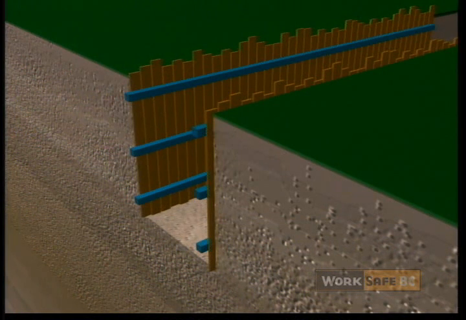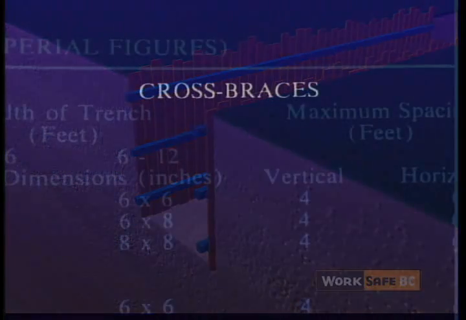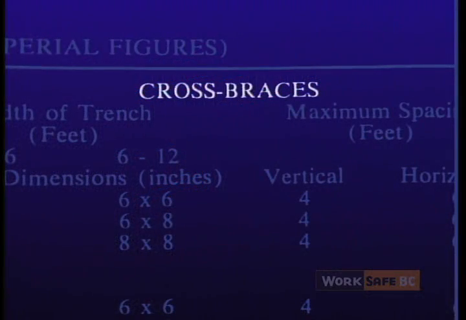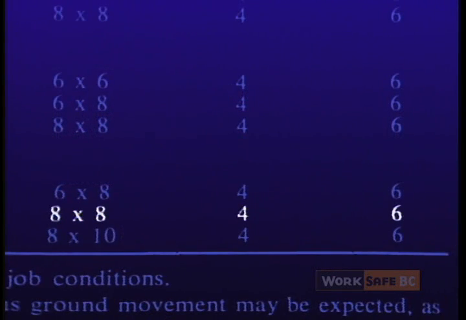What size of timber and the maximum vertical and horizontal spacing is required for the cross braces? By referring to the table under the cross braces columns, we see that for this 7-foot wide trench, we need 8 by 8 cross braces spaced a maximum of 4 feet vertically and 6 feet horizontally.